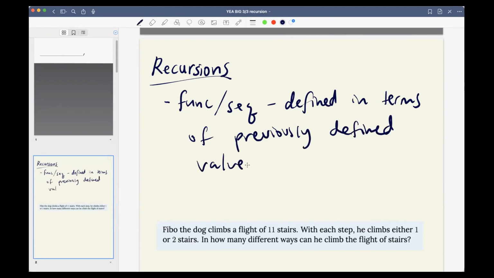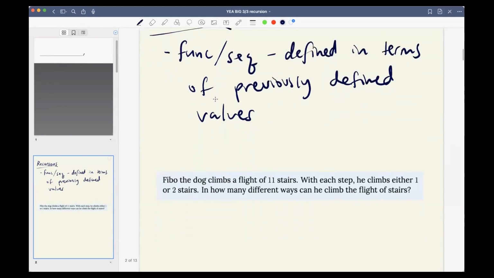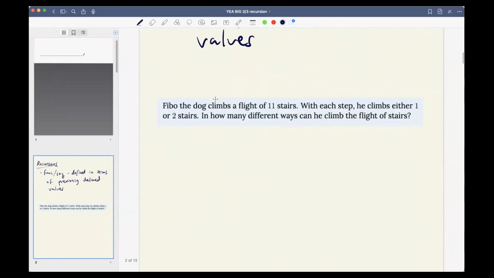There are a lot of questions where you can literally plug it in and it'll repeat itself and be periodic. But for now, we're not going to be looking at those. We'll be looking at more complex ways of using recursion. So here we have a little bit of a warm-up problem.